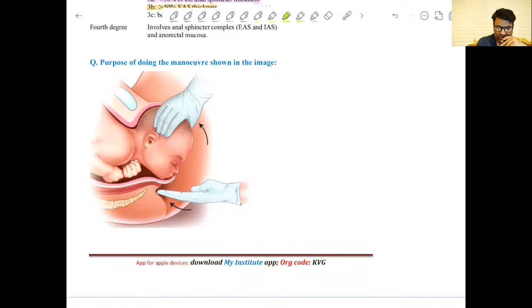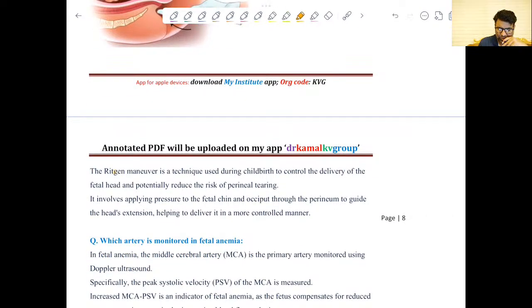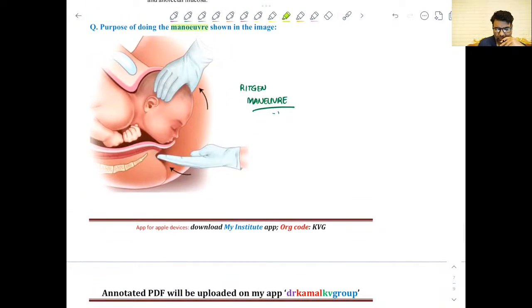Now, there was one maneuver which was shown, and it was asked what is the purpose of doing this maneuver. Now, this is a tough question because it is not much taught. So this maneuver is known as Ritgen Maneuver. This is to prevent injury to the perineal structures, right? This Ritgen Maneuver is a technique where you can see there is elevation of chin and there is manipulation of the fetal head.